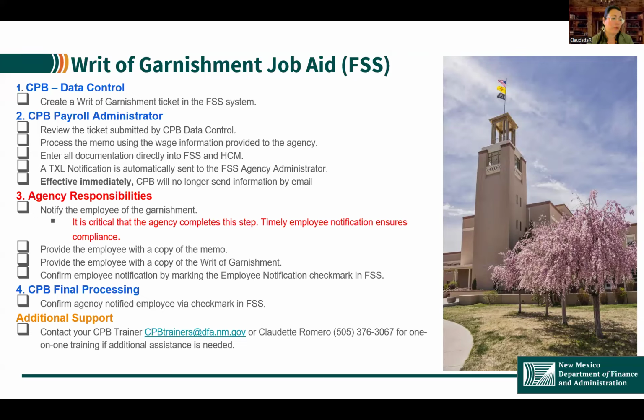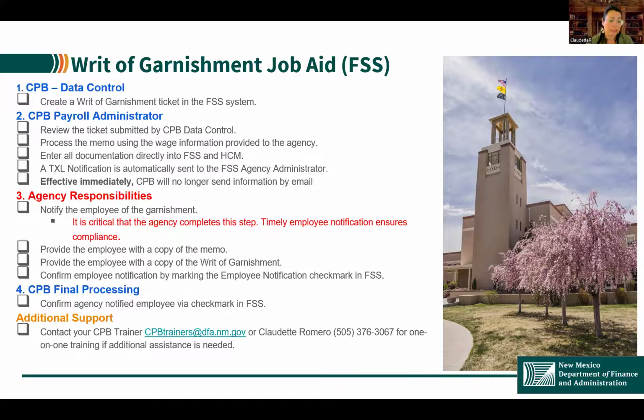in FSS. If you are not familiar with the FSS system, please schedule a one-on-one training with me and we can go over this. The final step would be central payroll doing the final processing. They're going to confirm that the agency notified the employee. They are going to look and make sure that you have completed that by clicking that check mark in FSS. That'll allow us, you, and the employee the ability to see that this writ of garnishment has been processed.